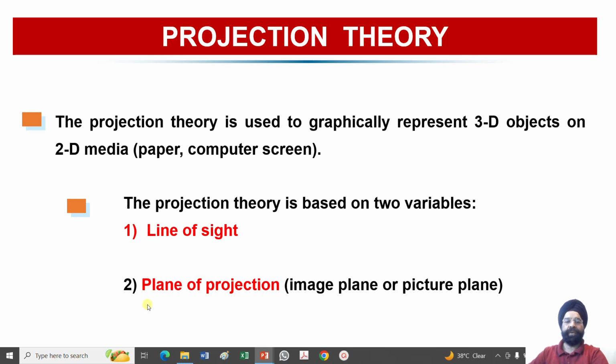Then the second method of the projection theory is based upon the plane of projection, that is the image plane or the picture plane, that is, in which quadrant we are going to assume our object to be lying. If the object is lying in the first quadrant, we call those projections first angle projections. If the object is assumed to lie in the third quadrant, then those projections will be called third angle projections.